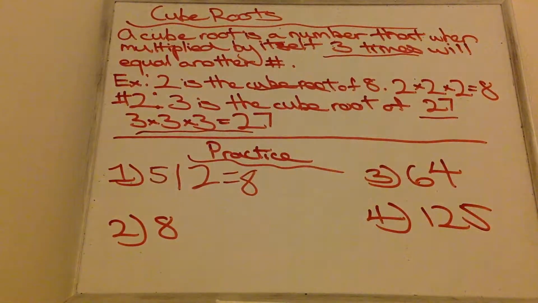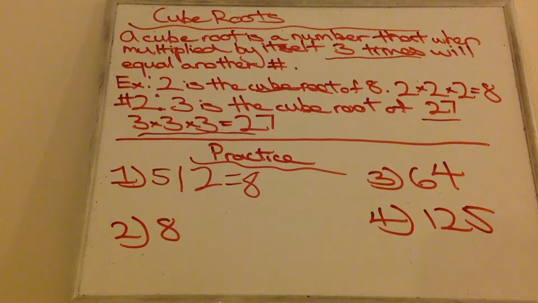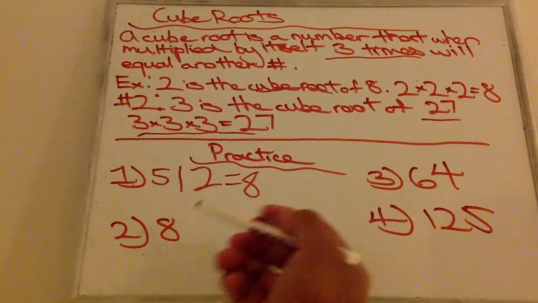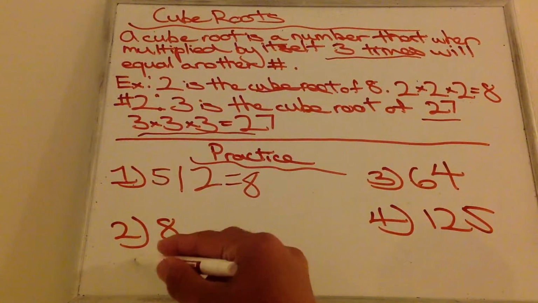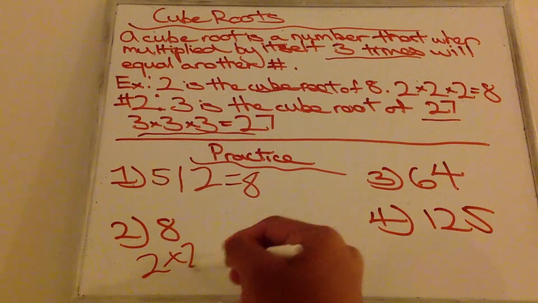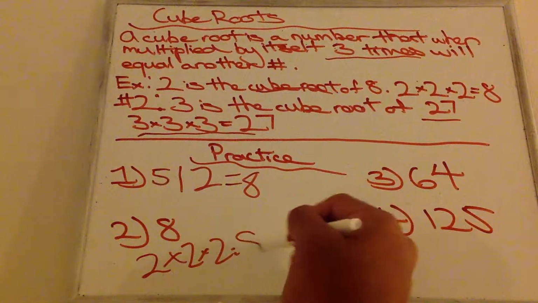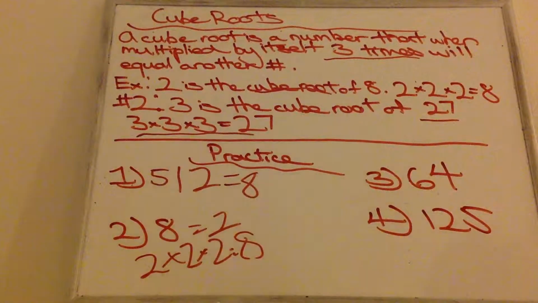Now let's look at another one. This is number 2. It's actually for the cube root of 8. Now, this is a smaller number, so I think that you can figure this out mentally. Think hard. What times itself 3 times can go into 8? Can 1? No, because 1 times 1 times 1 is 1. What about 2? 2 times 2 times 2. 2 times 2 is 4, times 2 is 8. So, 2 is the cube root of 8.